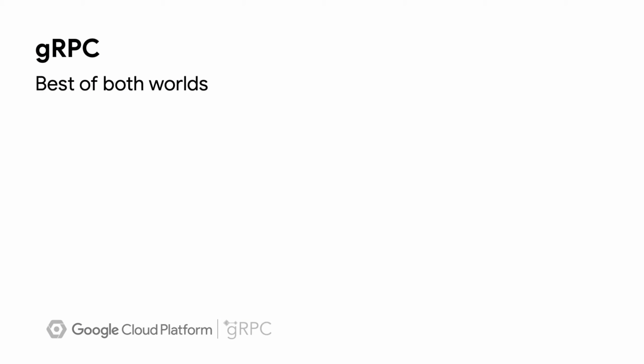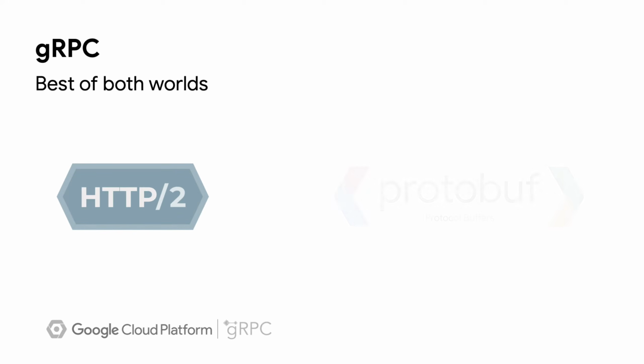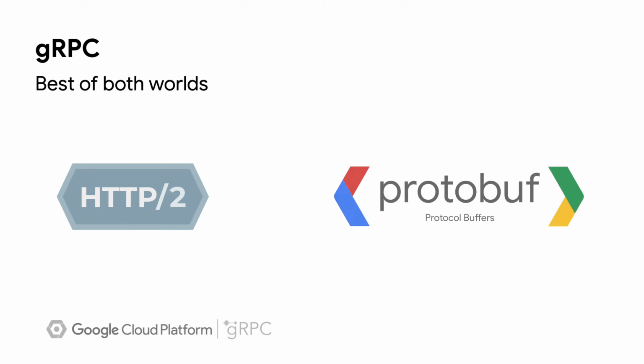gRPC has been built to power use cases to the last mile of computing. It relies on HTTP2 for the transport and uses protobufs as the interface definition language. This results in services where the APIs are well defined and the communication between the services is of low latency and high performance.